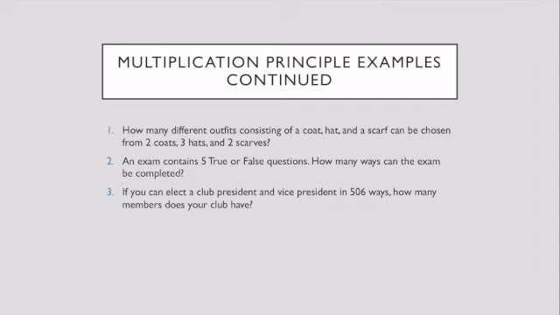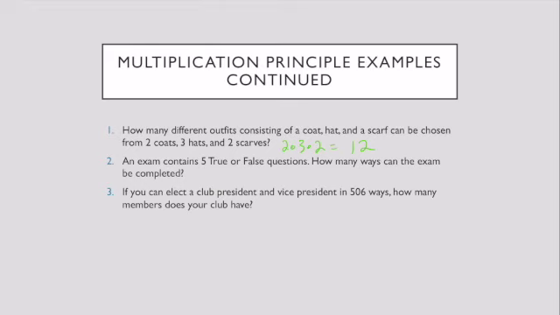What if I have 2 coats, 3 hats, and 2 scarves? How many different ways can my outfit be made? So I've got 2 times 3 times 2, which is 12.